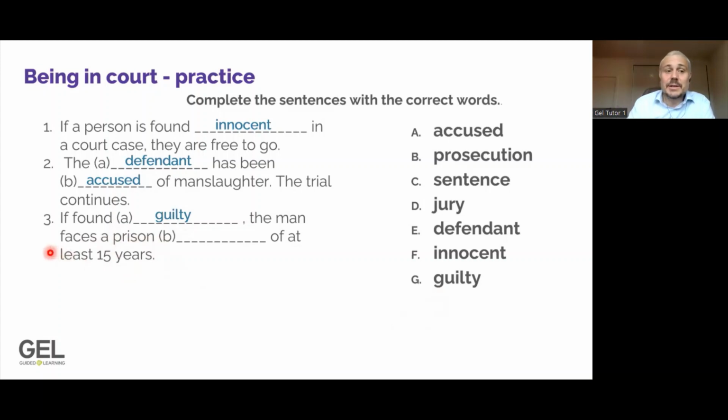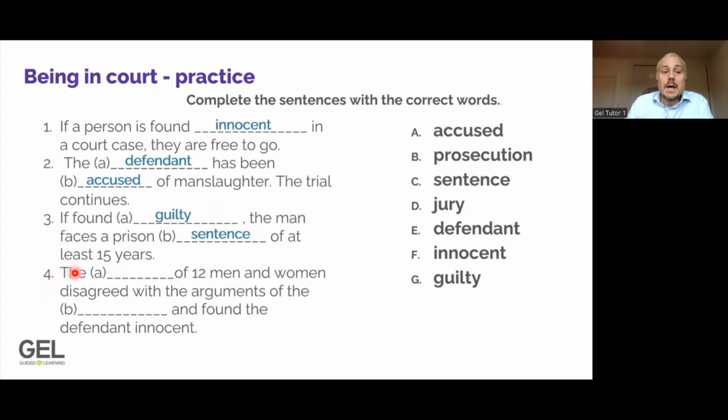Look at the next question and choose the correct letter for space 3b. If he is guilty, he will be given a sentence, a prison sentence. Remember, it's the judge who decides the punishment. So the judge will give the sentence to the defendant.